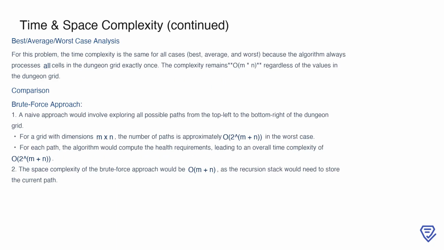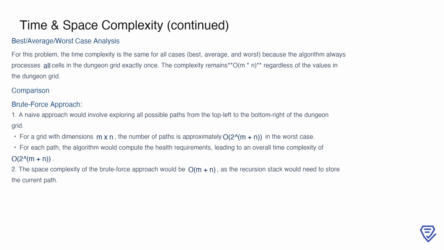The time complexity of the algorithm remains the same in the best, average, and worst cases. This is because the algorithm processes all cells in the dungeon grid exactly once, regardless of the values within the grid. As a result, the time complexity is consistently O(m*n).